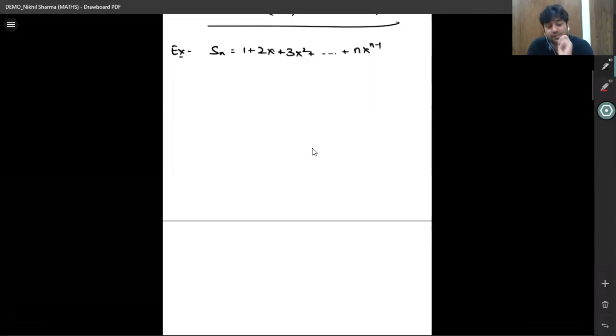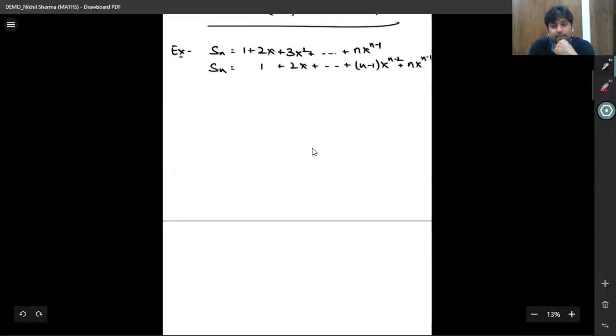Now what will be the first step? We'll be again writing this Sn beneath this and shifting the whole series by one position. So 1 plus 2x, and here this would be n minus 1 x raised to the power n minus 2 plus n x raised to the power n minus 1.